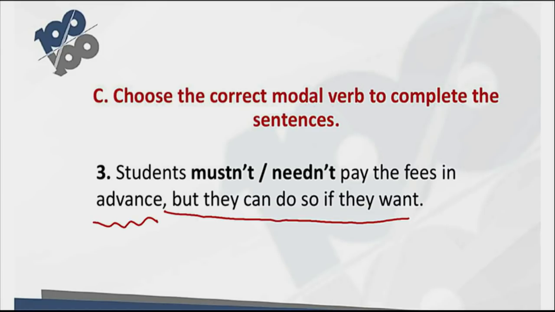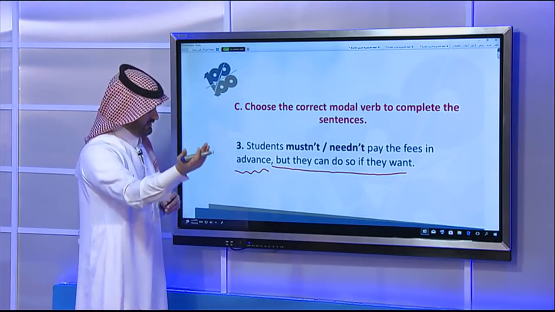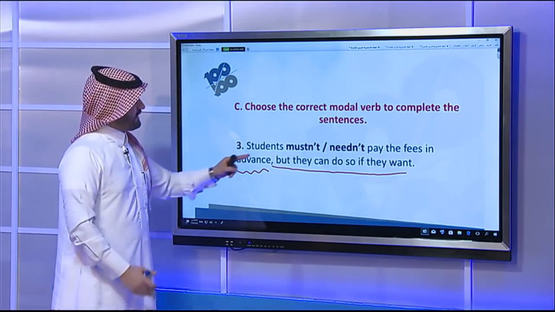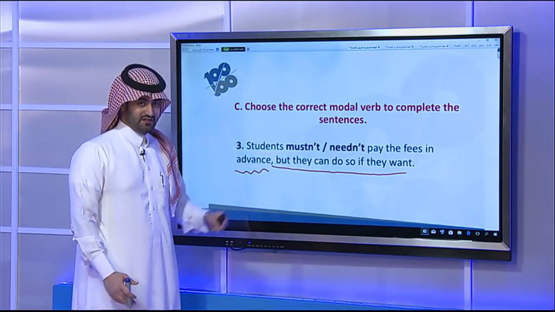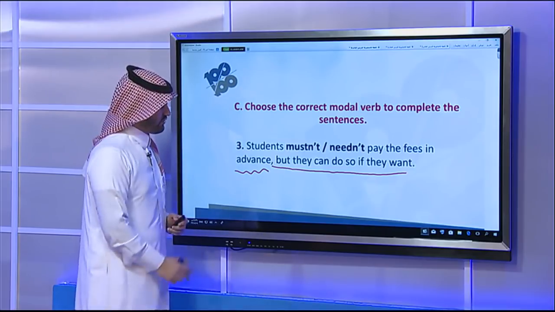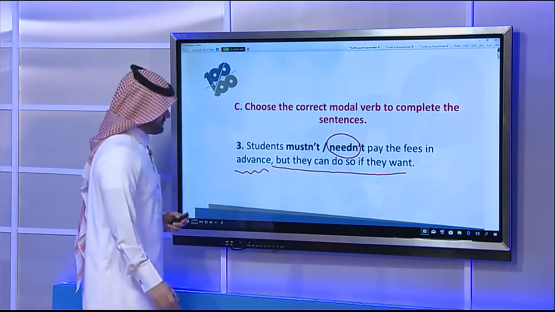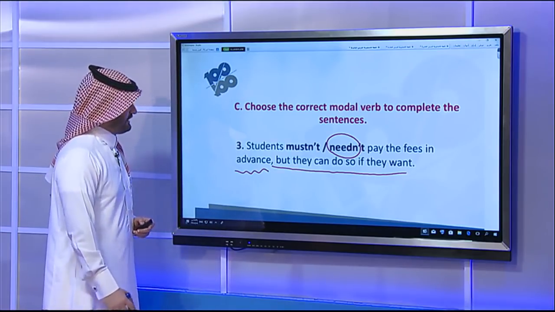The meaning of the sentence: they don't need the money in advance at the moment, but they can pay later if they want. So there is an absence of necessity at the moment, but later the necessity will become. So the correct answer should be needed. Now, students needn't pay the fees in advance.